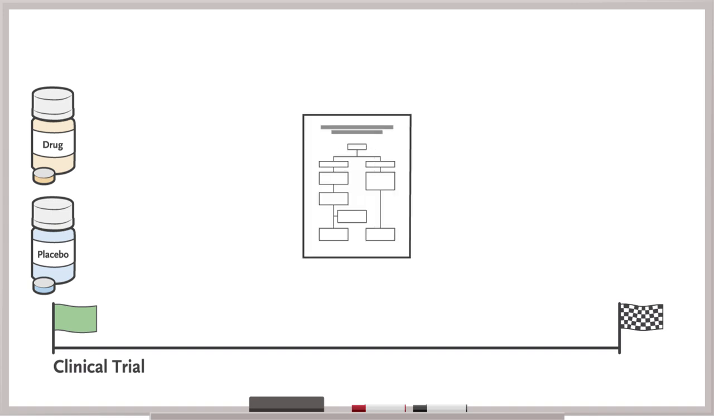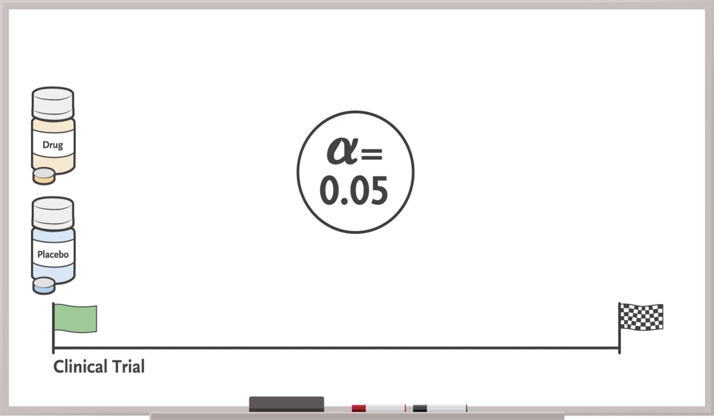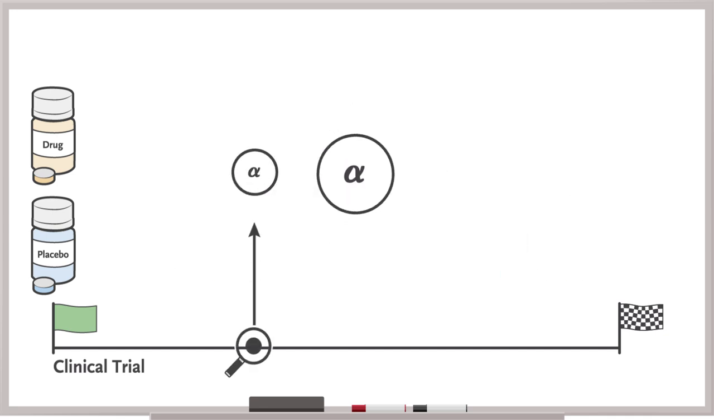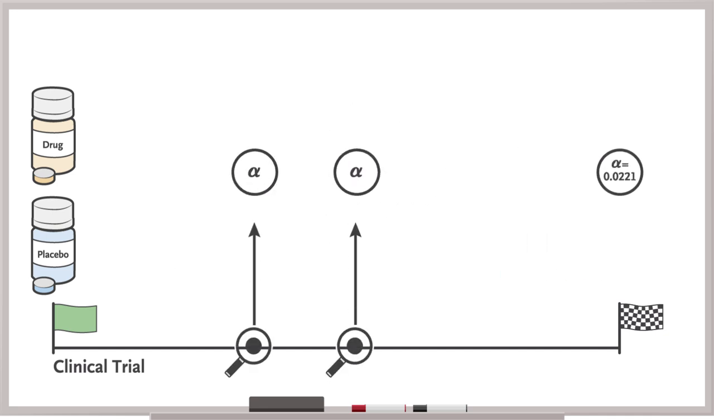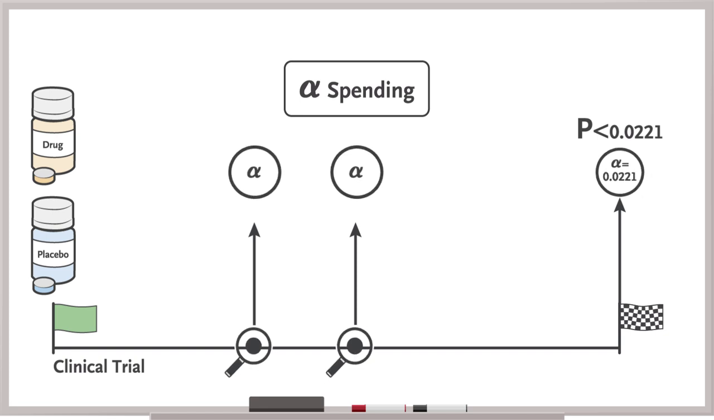First, when a clinical trial is designed and powered for the primary outcome, typically the alpha is set at 0.05. This value represents the probability of making a type 1 error, or false positive, by incorrectly rejecting the null hypothesis that there is no difference between treatment groups. Each interim analysis consumes a piece of the trial's type 1 error budget. Statisticians call this alpha spending. As a result, the final analysis must meet a more stringent significance threshold to account for the multiple testing and to maintain overall alpha control.